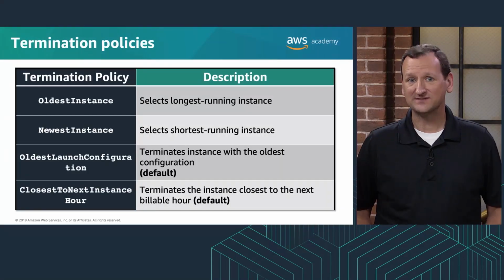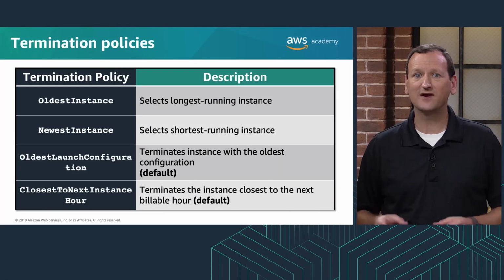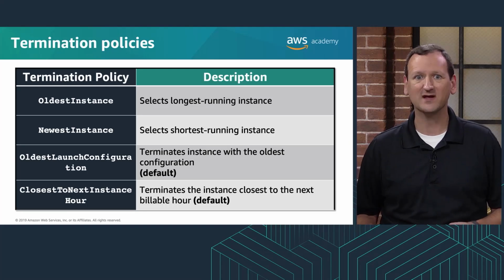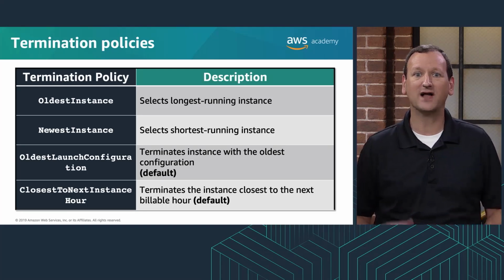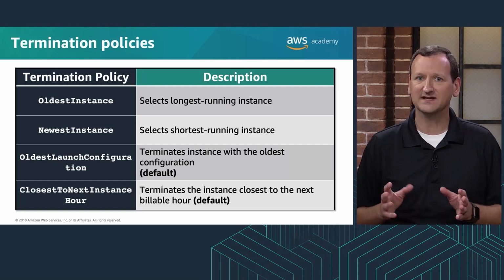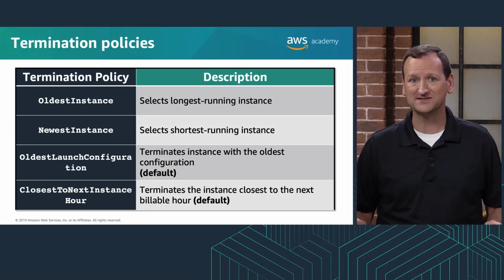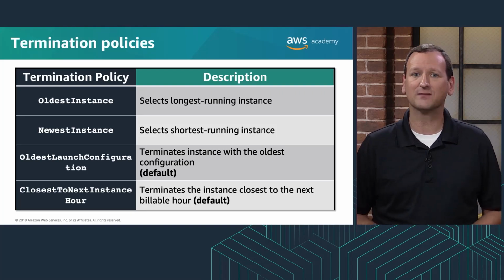You can customize the termination policy so that if one availability zone has more instances than the other availability zones in the group, Amazon EC2 Autoscaling applies your termination policy to the instances from the imbalanced availability zone. If the availability zones used by the group are balanced, then Amazon EC2 Autoscaling applies the termination policy across all of the availability zones in the group.